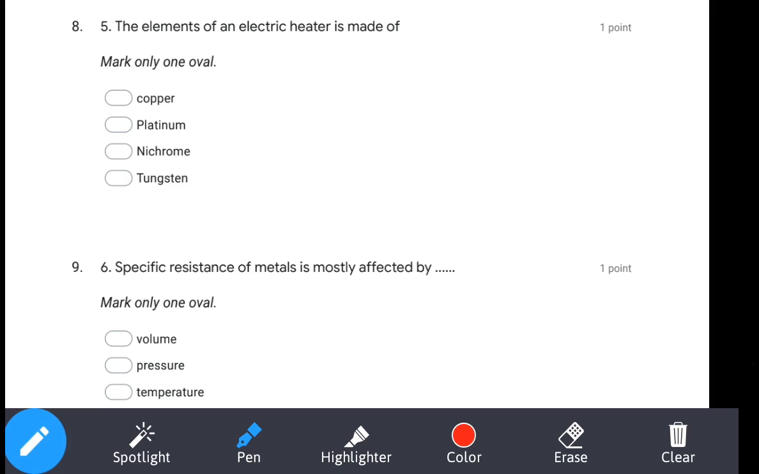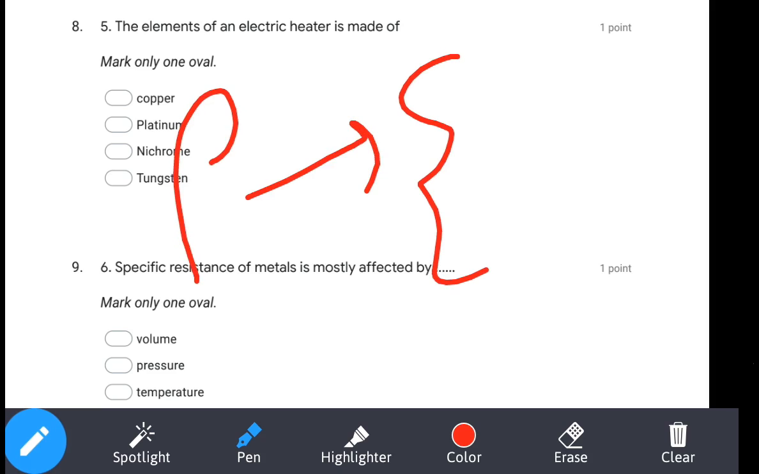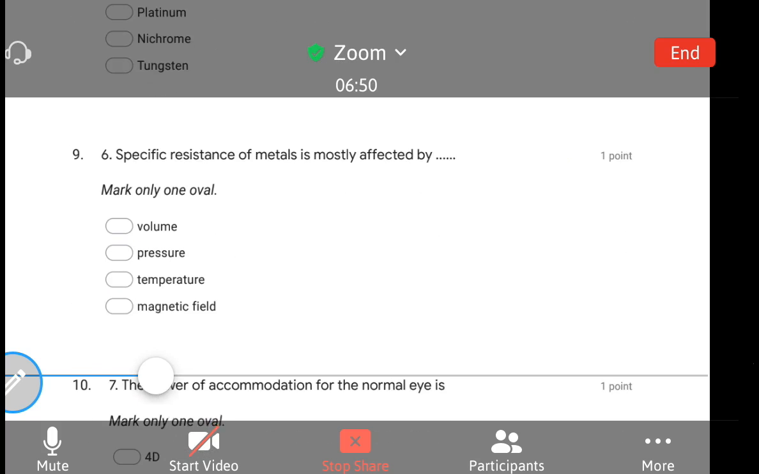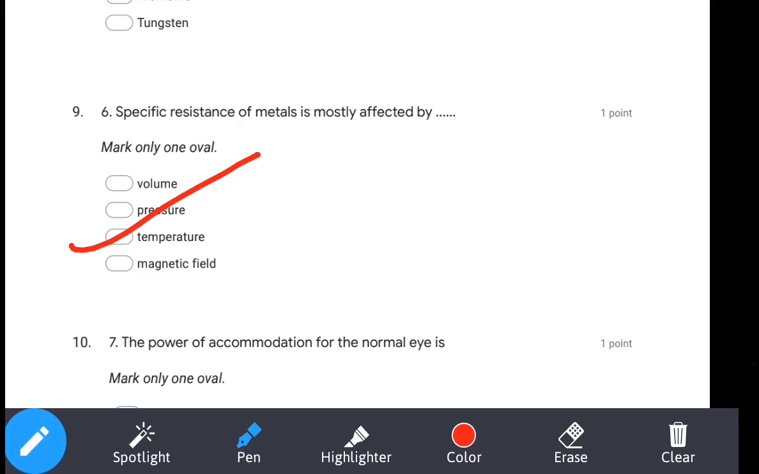The specific resistance of a material, metals, is mostly affected by. We already know that specific resistance depends on two factors. What are those? One is the nature of the material, and the second one is the temperature. Okay, let us see what is given in this. Let me drag upwards. Temperature they have given, so option number C is our answer.